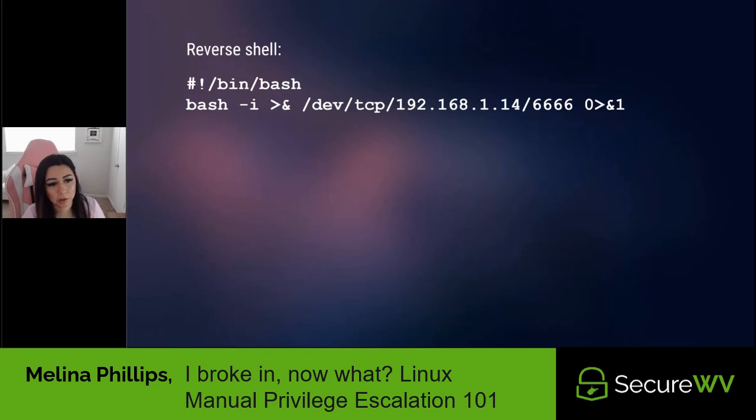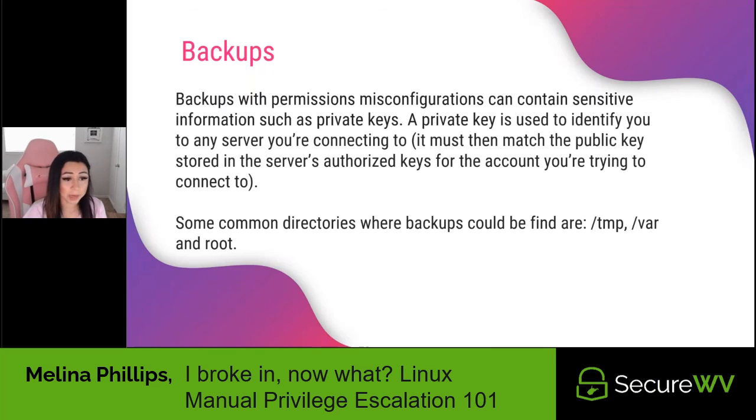This is a reverse shell that I always use. Backups with permissions misconfigurations can contain sensitive information such as a private key. A private key is used to identify you to any server that you're connecting to, but it must have a public key stored in the server's authorized keys. So it has to have its matching key, otherwise it's really not going to work. Some common directories where backups could be found are temp, var, and root.